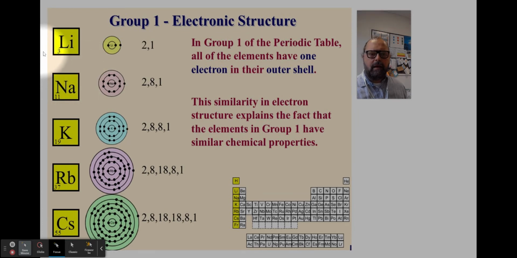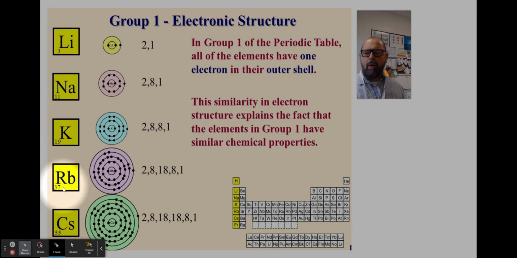Now you can see if we write out or draw the electronic structure of group 1 that they're in group 1 and all of them have 1 electron in their outermost energy level. Even when we get down to rubidium and cesium, which are much larger atoms, we've still got the characteristic 1 electron in the outermost shell. This means that all of these metals behave in a similar way, but the reactivity gets bigger as you move down the group.